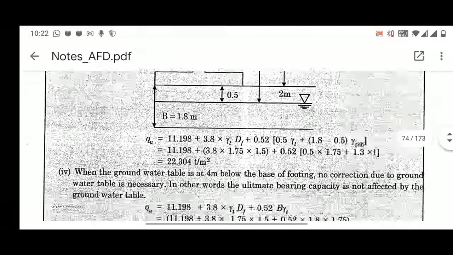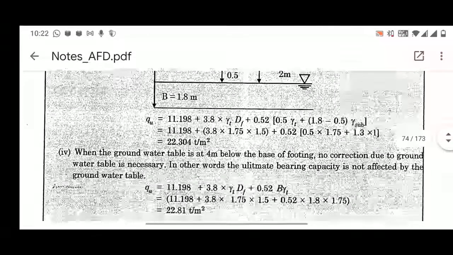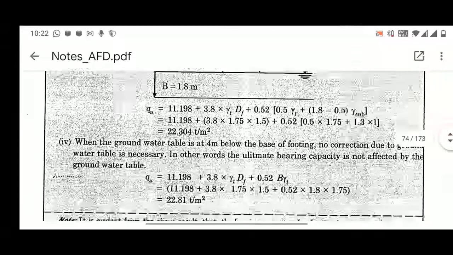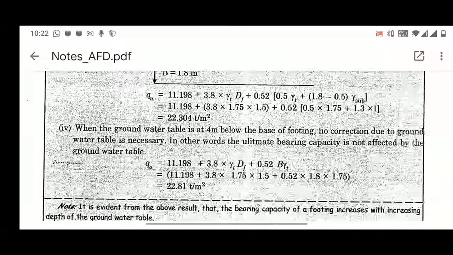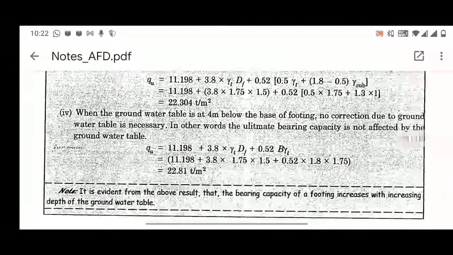Now the fourth part is when your groundwater table is 4 meter below the base of footing. Since it is at a greater depth, we will not require any correction due to the groundwater table. So you can easily rewrite the expression that we obtained earlier, that is 11.198 plus 3.8 into gamma t into df plus 0.5 2 into b gamma t. So you will obtain this qu as this, right?